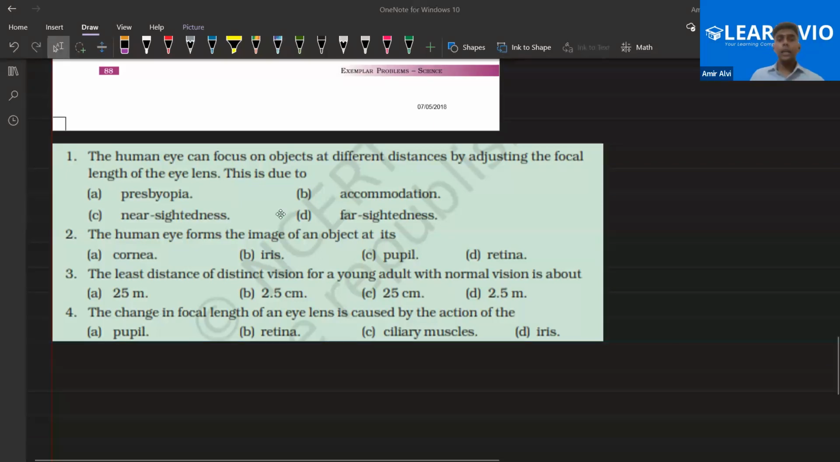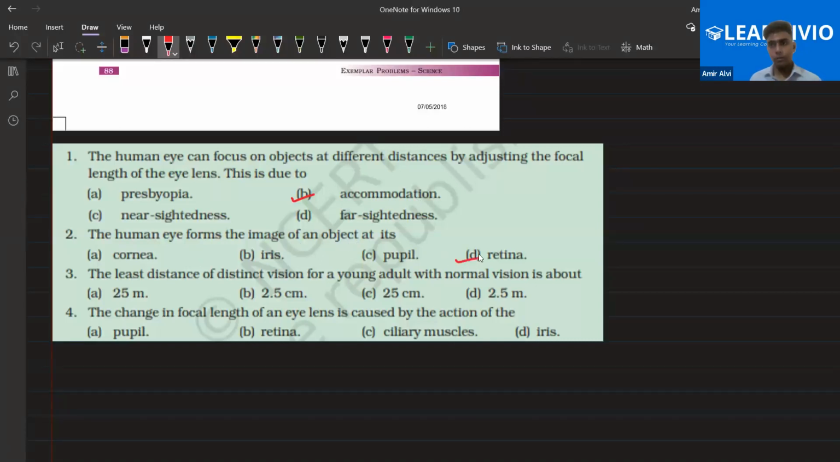The human eye can focus the objects at different positions by adjusting the focal length of the eye. This is due to the accommodation, because I've told you about the accommodation word. So power of accommodation. Our eye has the capability to adjust the focal length according to the object distance. That power or ability is called power of accommodation, or accommodation. Clear? The human eye forms the image of an object at its retina.